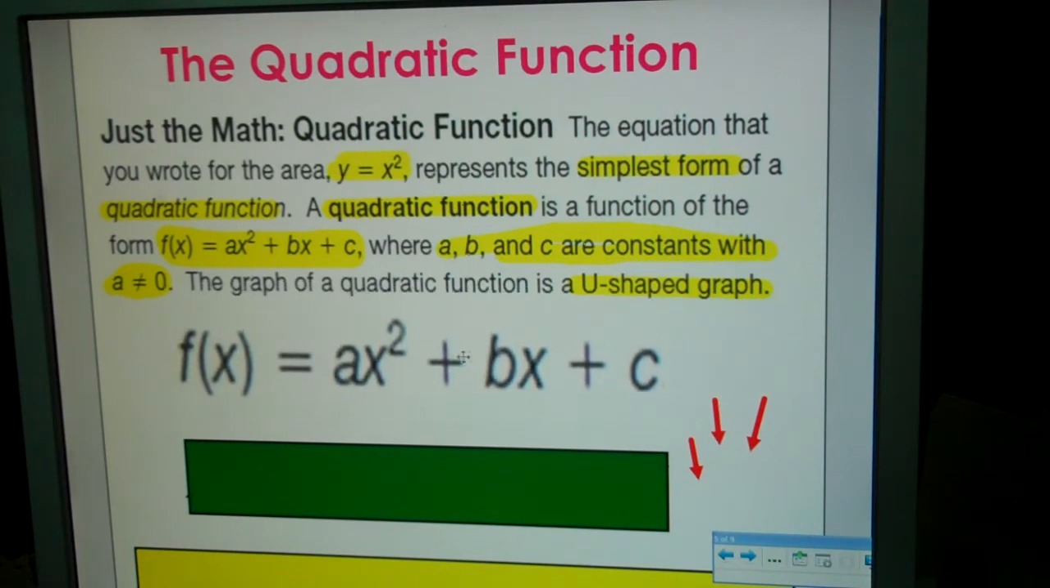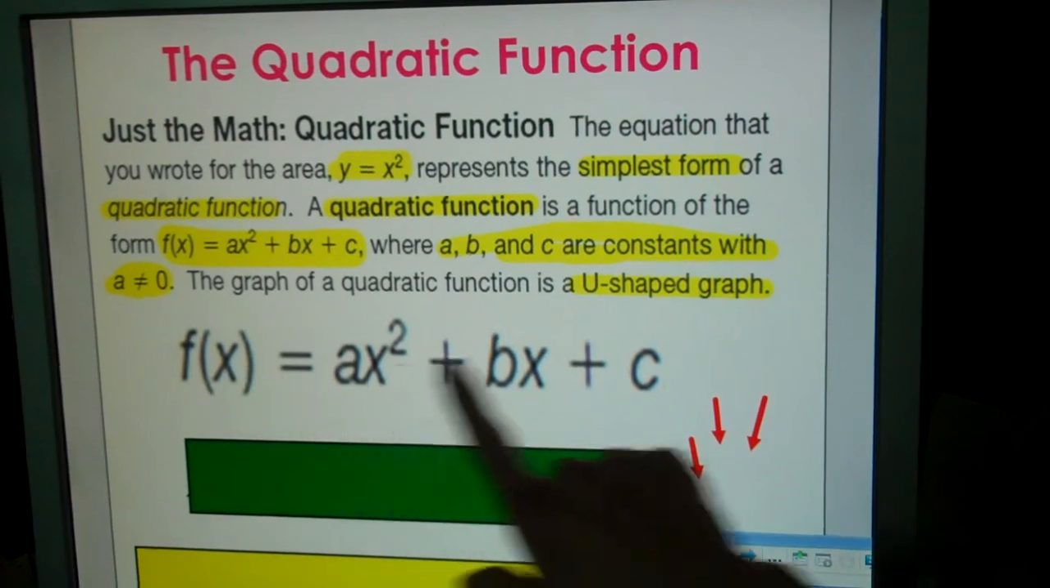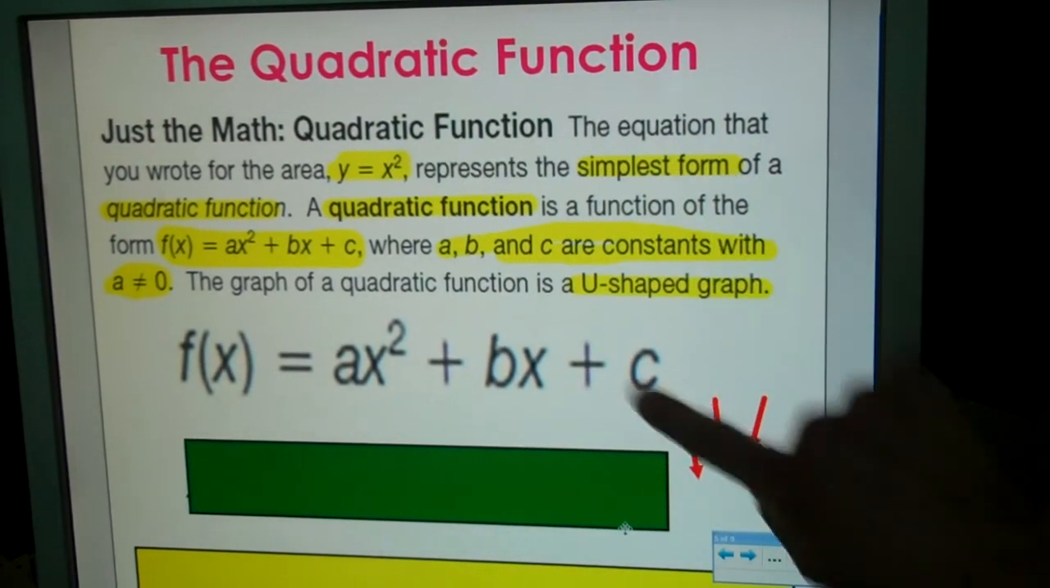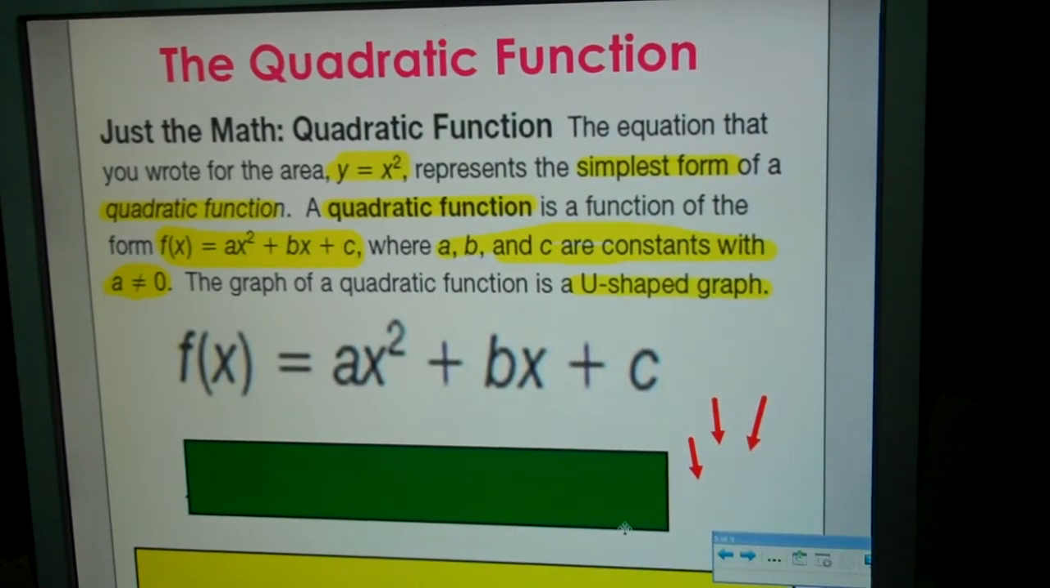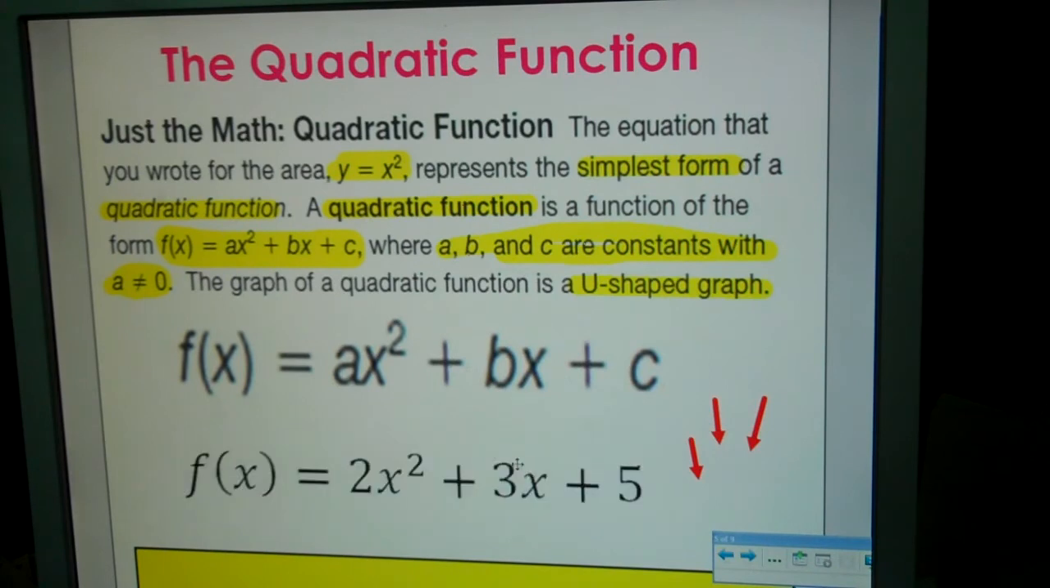All right. Here's what you need. That is a quadratic function. This right here, I want you to draw an arrow and I want you to write, this is standard form. Standard form for a quadratic function is this guy right here: f of x equals ax squared plus bx plus c. All right, let's look at an example.